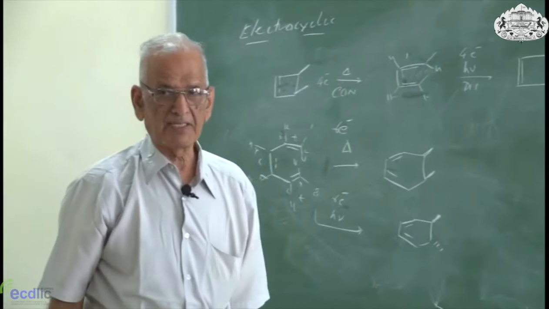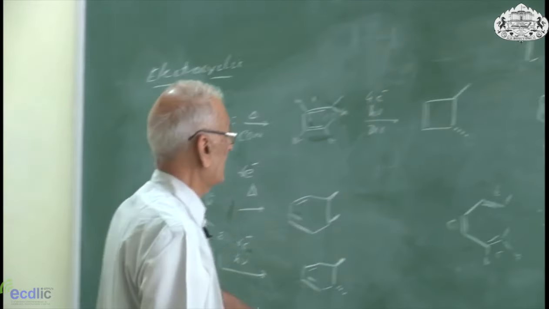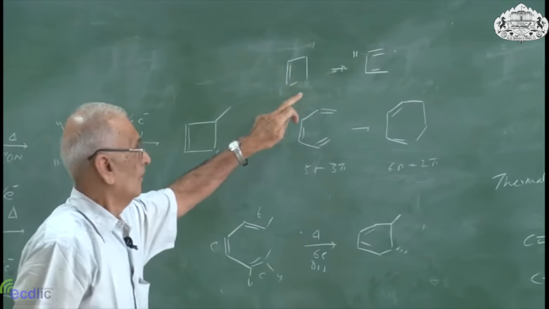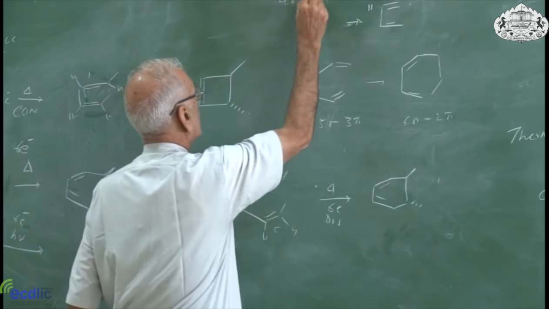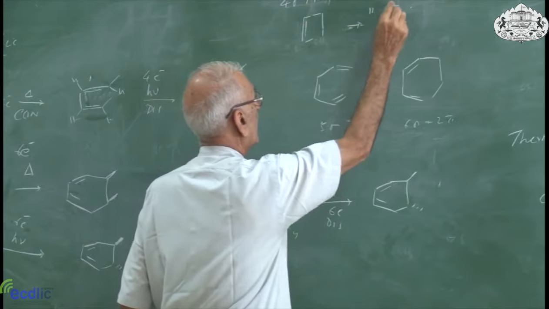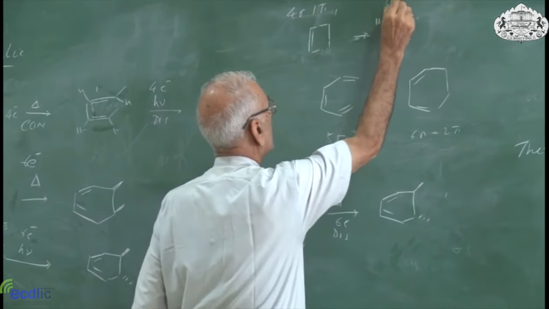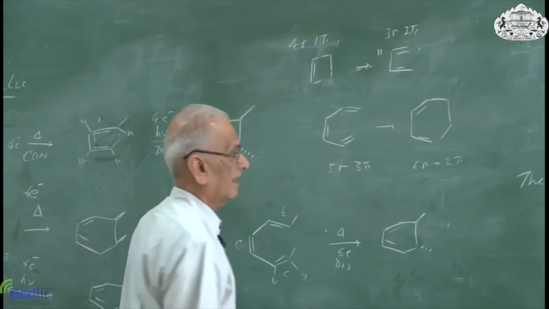How many sigma bonds are there in this starting material? 1, 2, 3, 4. 4 sigma, 1 pi. And in this one: 1, 2, 3. 3 sigma, 2 pi.